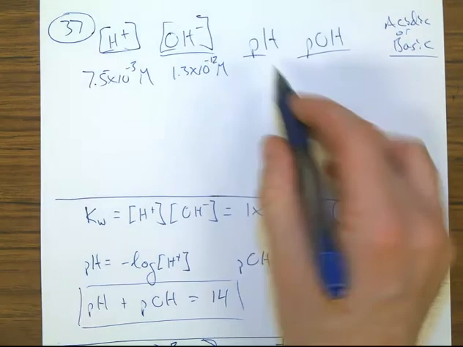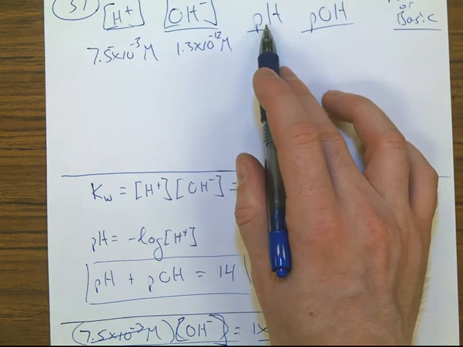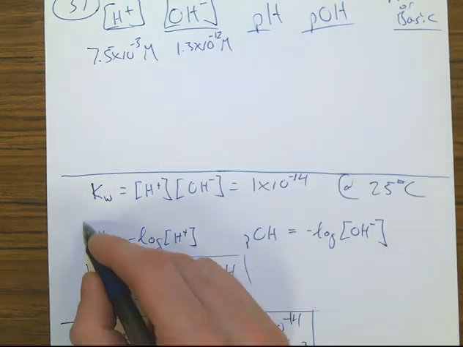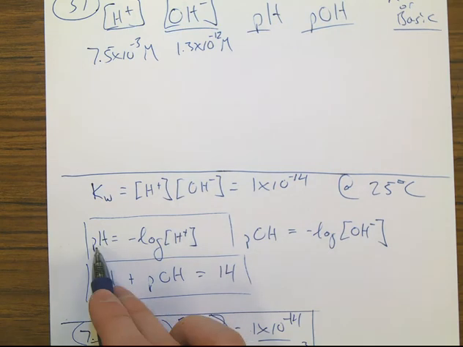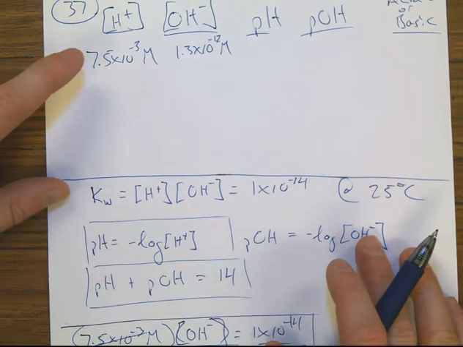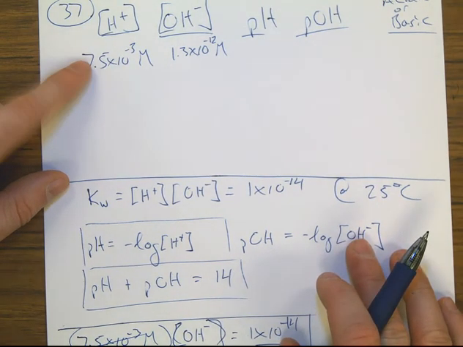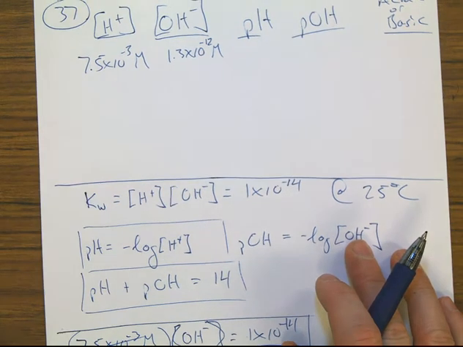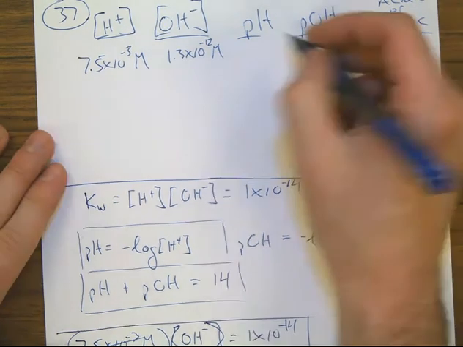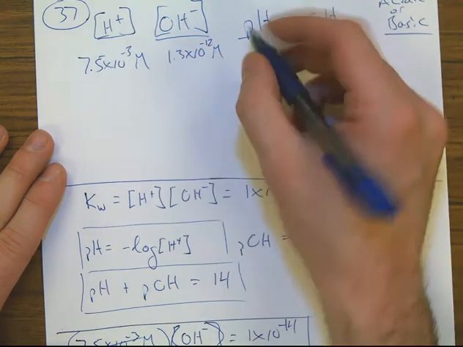Now we have to figure out the pH and the pOH. To figure out the pH, I'm going to use this equation right here. pH is equal to the negative log of hydrogen ion concentration. So I take the 7.5 times 10 to the negative third and take the negative log of that in my calculator. So negative log of 7.5 times 10 to the negative third, I find out that it's 2.12.